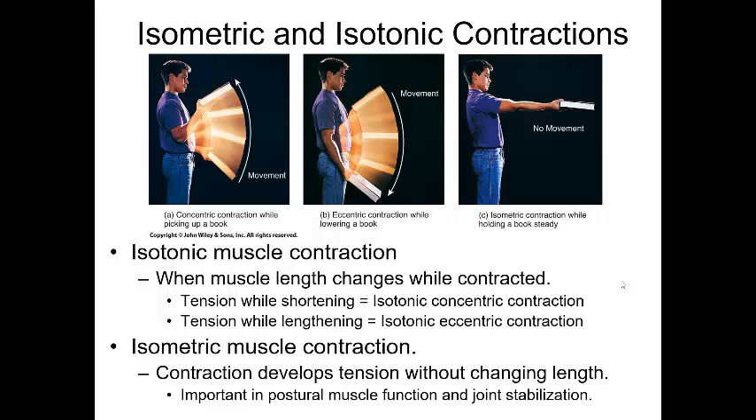An isometric muscle contraction is when there is no net change in length. So this is when you're holding a heavy textbook in place. So it is when your muscles are just not changing in length. It's for joint stabilization.